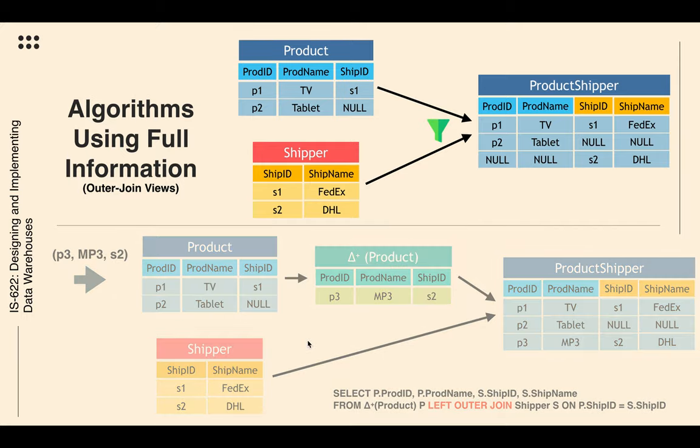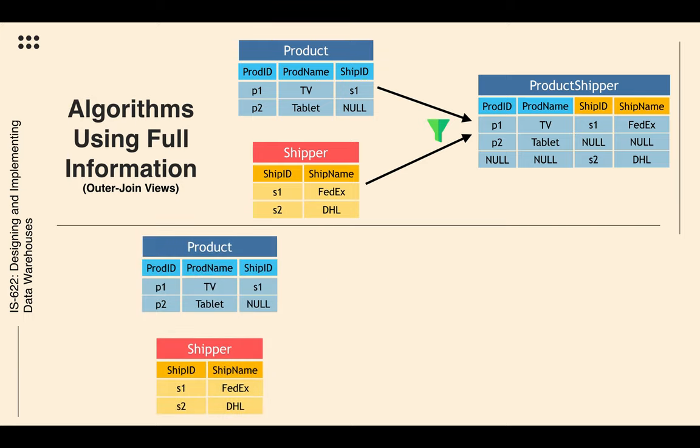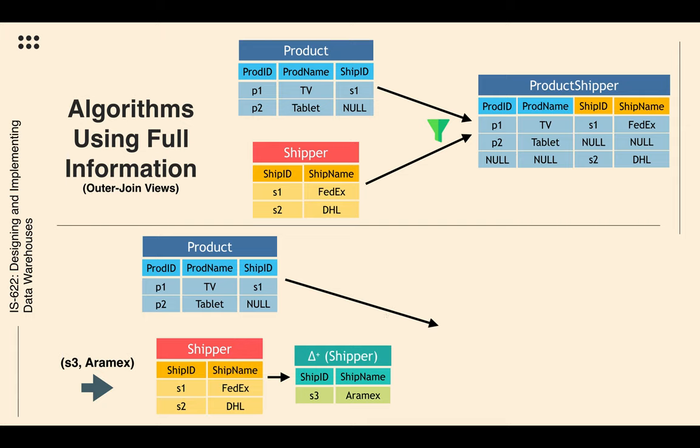Okay, now let's do this with the other table. Let's say, for example, we are modifying the shipper table. So we have the previous two tables, product and shipper, and we are trying to add a new shipper, which is S3 Aramex. Once we are doing that, this time we are going to create a projection for the shipper. So once we create the shipper projection, we now add the new item, which is S3 and Aramex. Again, we have to make a join.